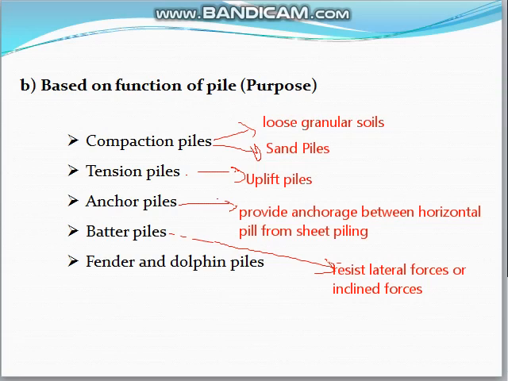Especially in waterfront structures, these batter piles are used to resist horizontal and inclined forces.